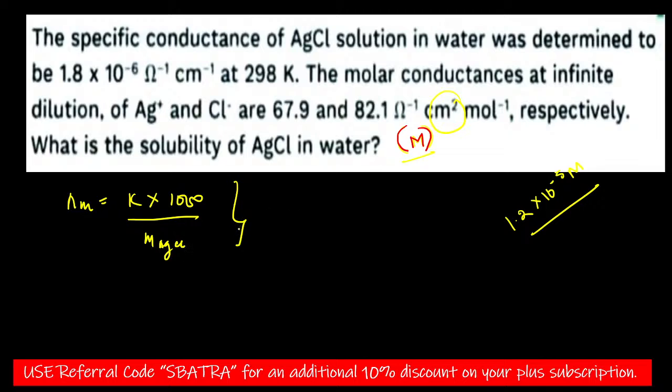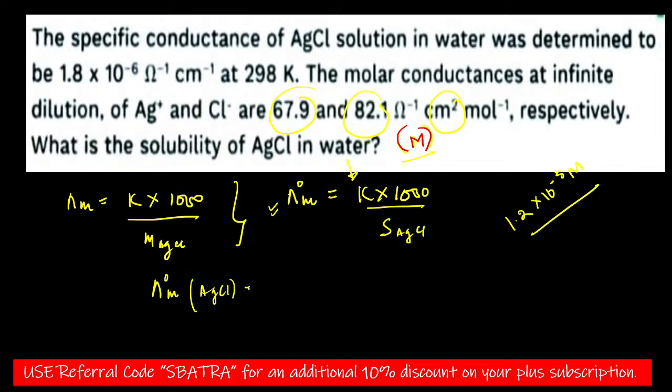Now we have infinite dilution, which means we need to use this relation: molar conductivity at infinite dilution is equal to kappa, the conductivity or specific conductance, into 1000 divided by the solubility of AgCl. This is how we have to use this particular equation. Now, these two values are given, so we can find out this value, and this is already given. So let's find out the molar conductance at infinite dilution of AgCl.